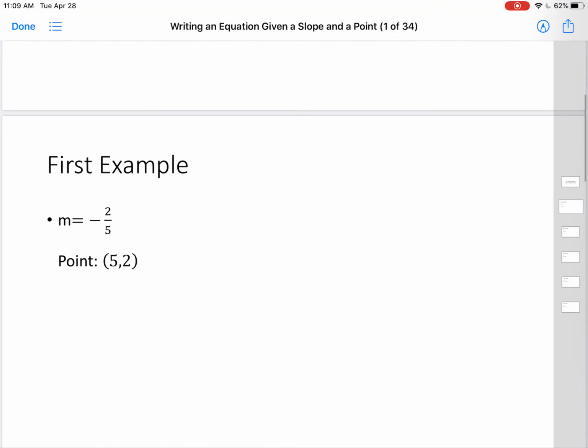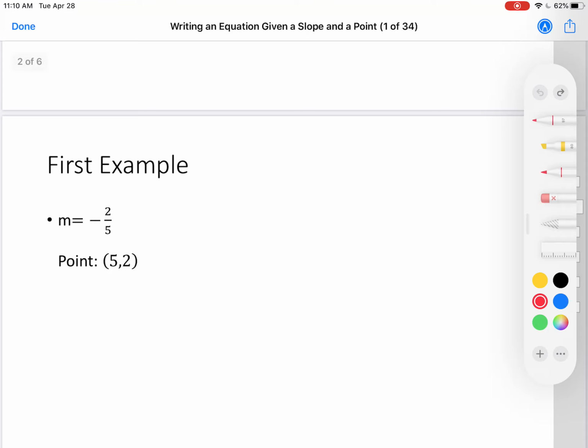Here's our first example. M is equal to negative 2/5. That means the slope is negative 2/5. The point that we want to go through is (5, 2). Okay, well, we know that the equation is y equals mx plus b. And we know that m is negative 2/5. So I can write it as y equals negative 2/5 x plus b. And notice, to finish this off, all we need to do is find what b is.